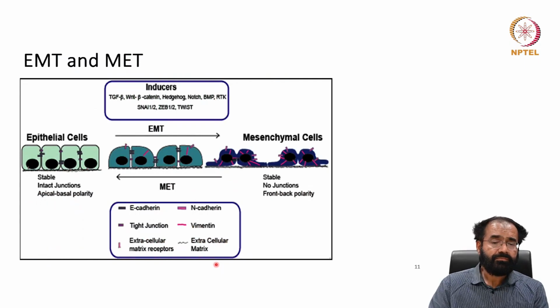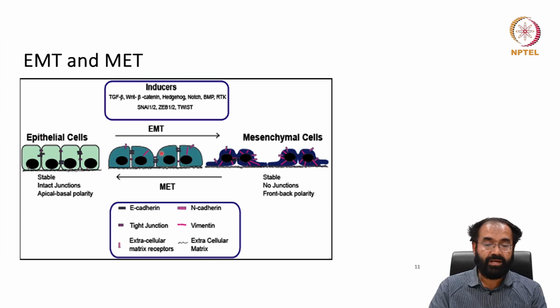So you can see EMT and MET in detail here. So you can see epithelial cells are there, EMT is there, and mesenchymal cells are here. And it can reverse also. Top arrow is EMT, bottom arrow is MET. Stable intact junctions, apical basal polarity is there, and that is lost when it is becoming a mesenchymal cell in the end product. And the mesenchymal, no junctions, front back polarity is there. Means they can go either way. They don't have a proper head or a proper tail. Whereas epithelial cell has a head and a tail. So that is what we refer to by polarity. And it can reverse back by retaining these properties.